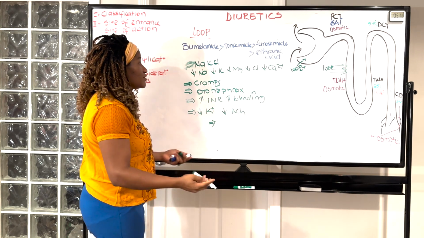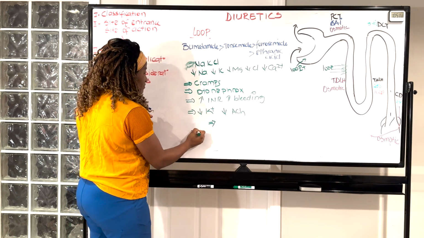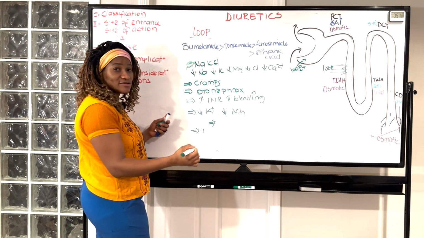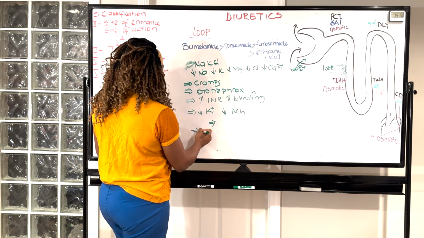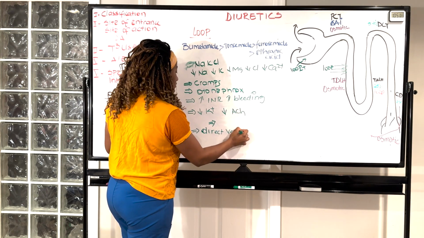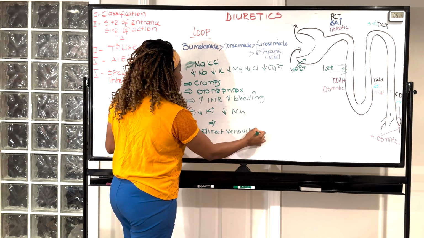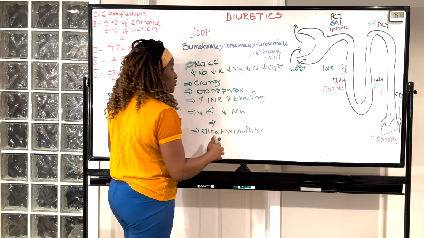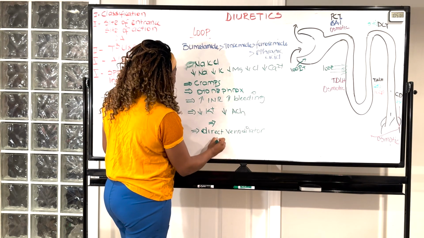Now also the loop diuretics are going to have a direct vasodilation effect on your veins. So they are direct vasodilators. They're going to dilate your veins and decrease your preload.